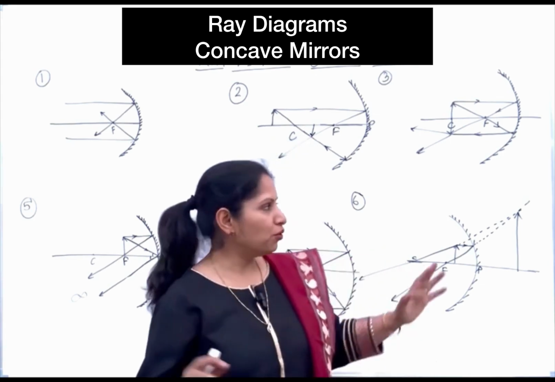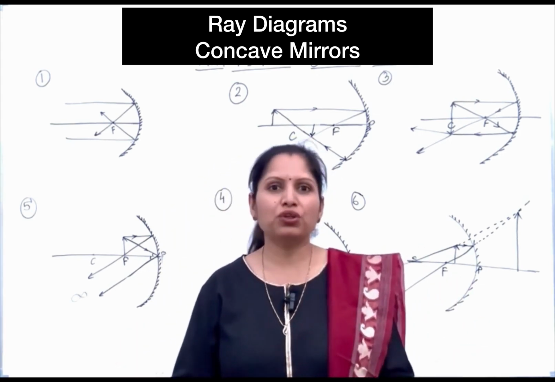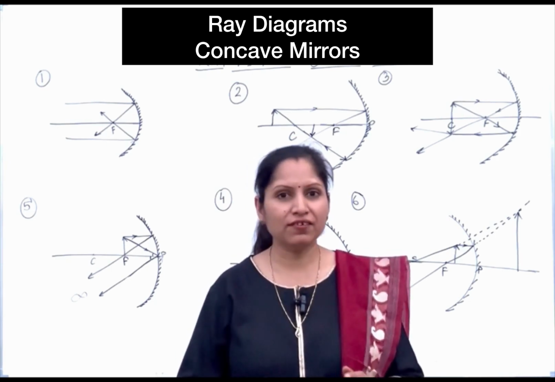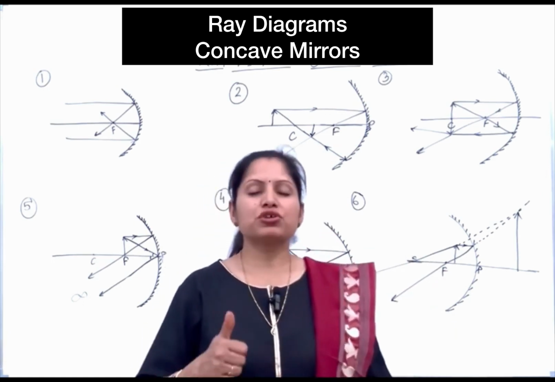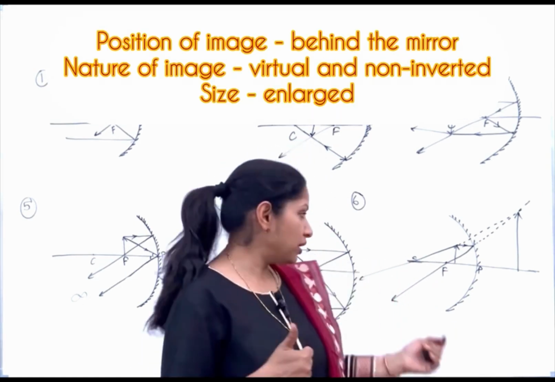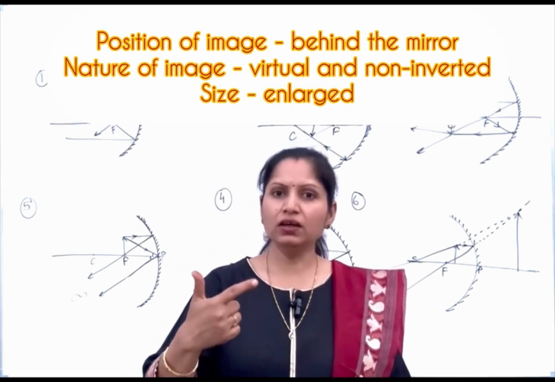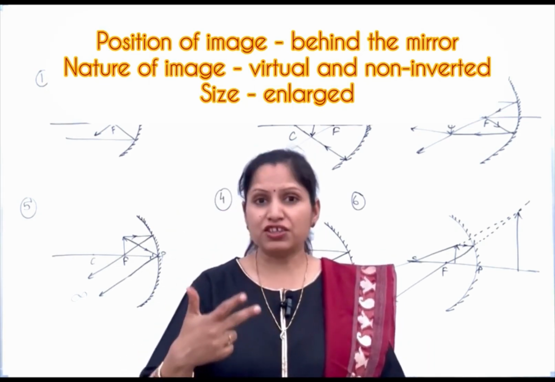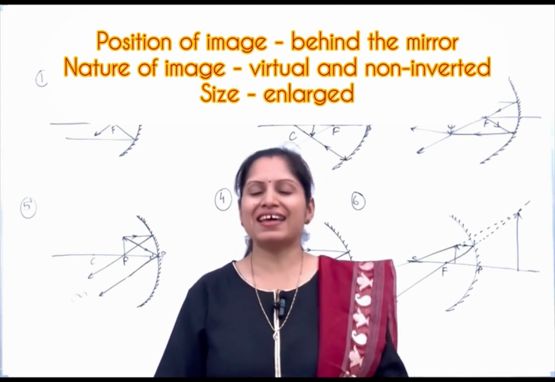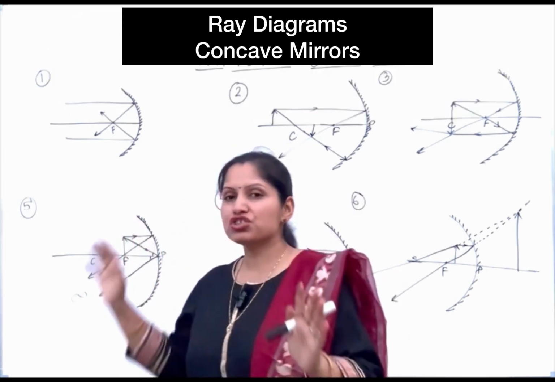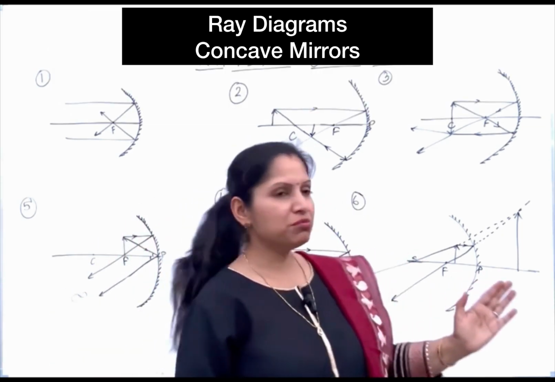Okay, so I hope you are clear with all the positions of the objects and images. You are clear with all the ray diagrams for concave mirrors. For this condition, what will we write? Position of object is between focus and pole. Position of image is behind the mirror. Nature of the image is virtual and erect, and size of the image is enlarged. So for every position of object, you should write all these four points. Okay, so I hope the mirrors are clear to you all.